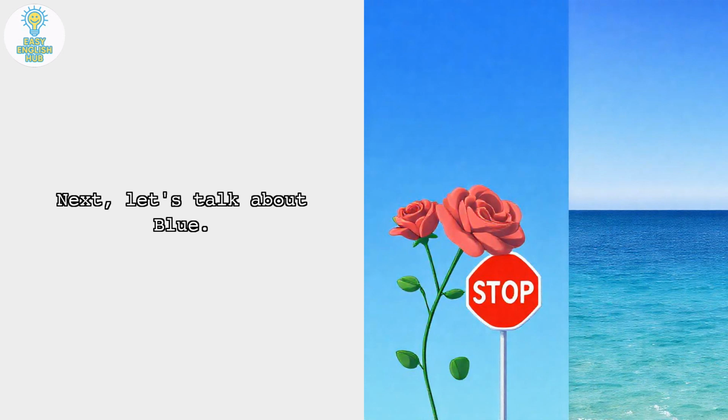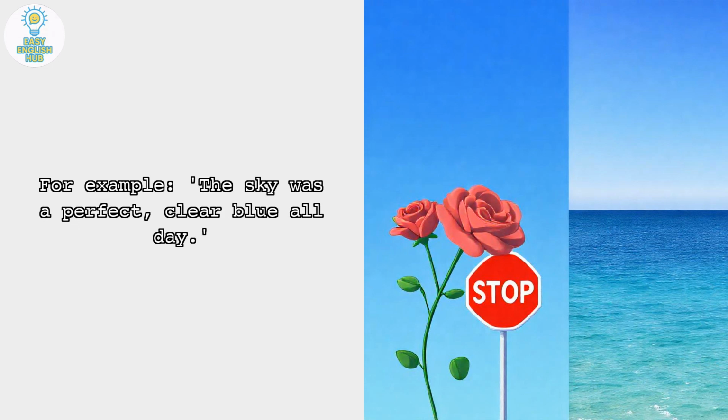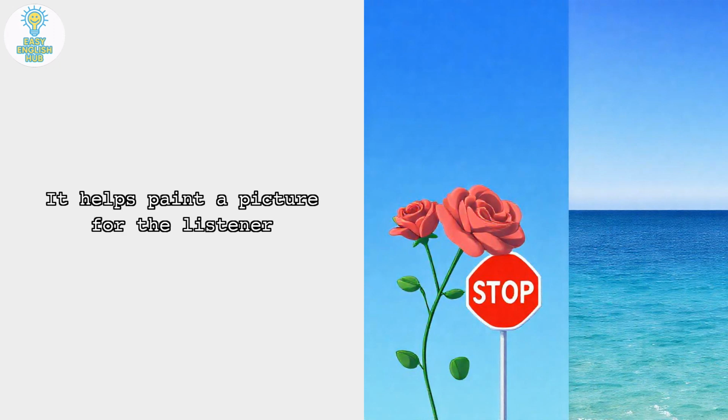Next, let's talk about blue. Blue is another primary color. It's often seen as a calm and peaceful color. It makes us think of the sky and the ocean. For example, the sky was a perfect, clear blue all day. This sentence is great for describing a beautiful day. It helps paint a picture for the listener.